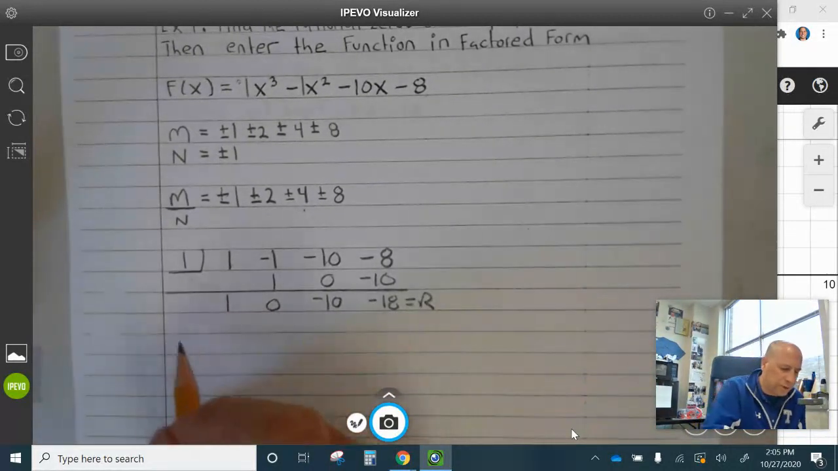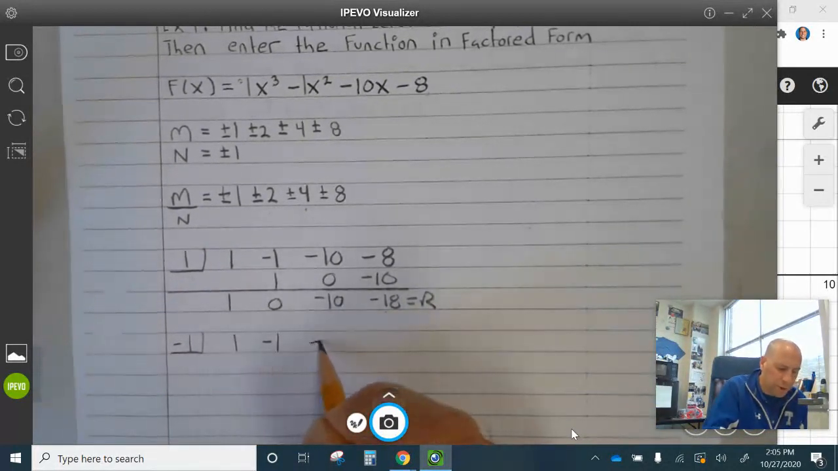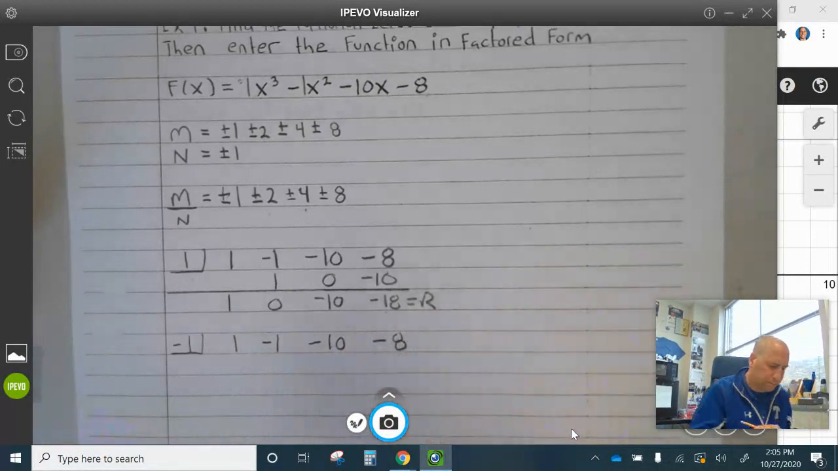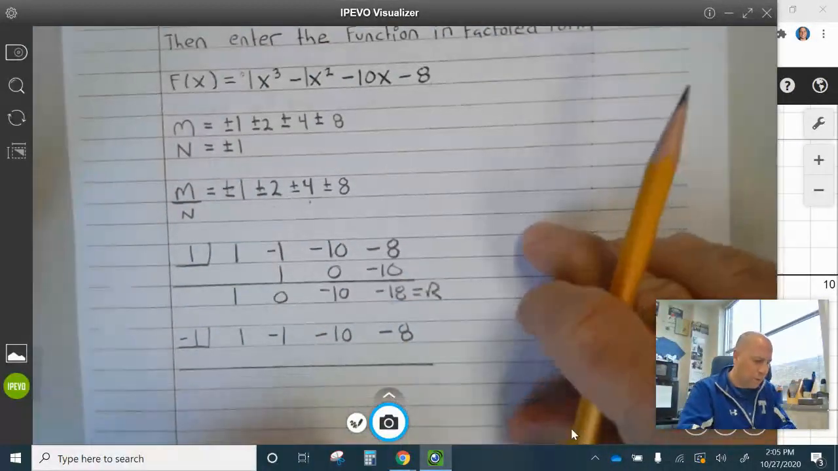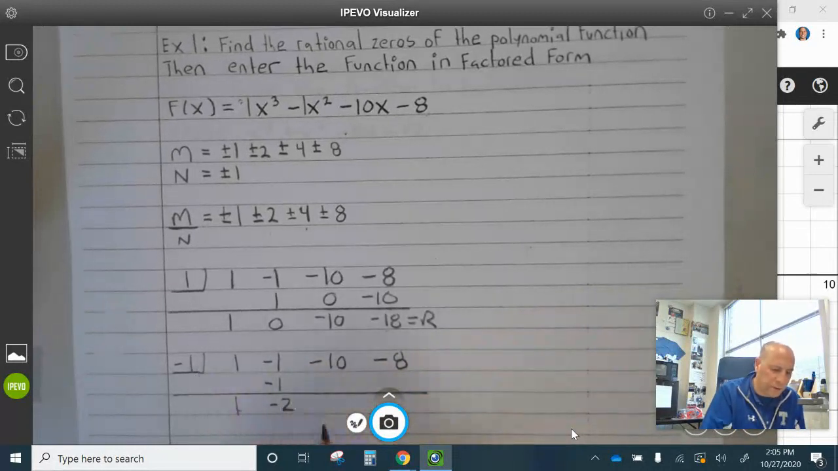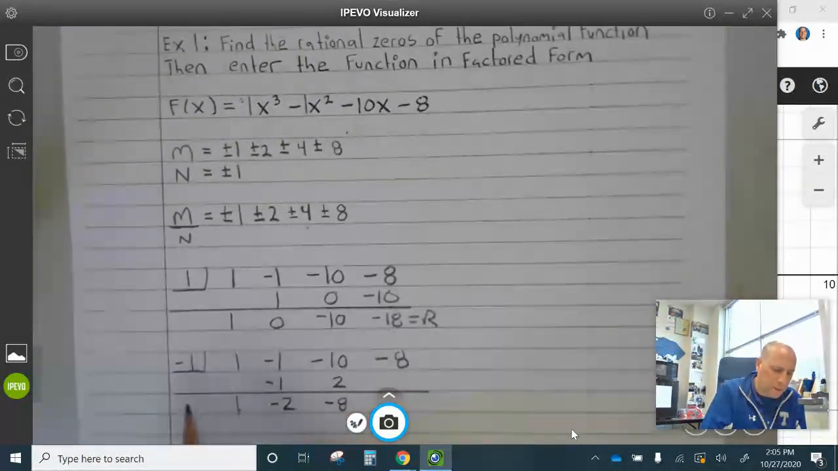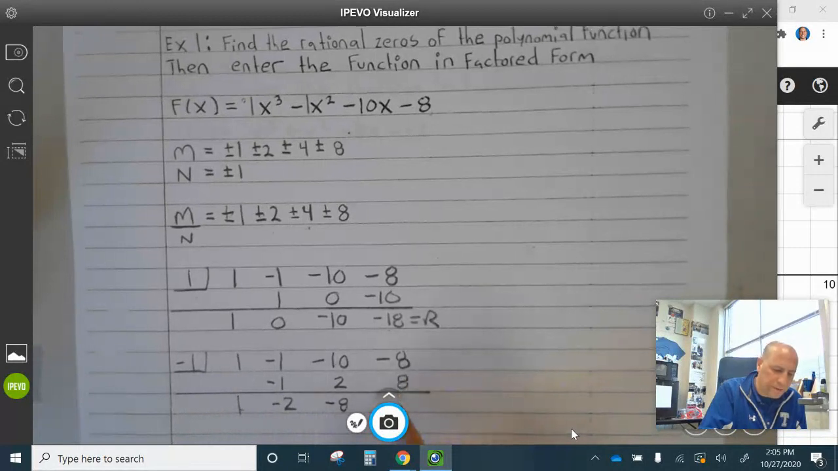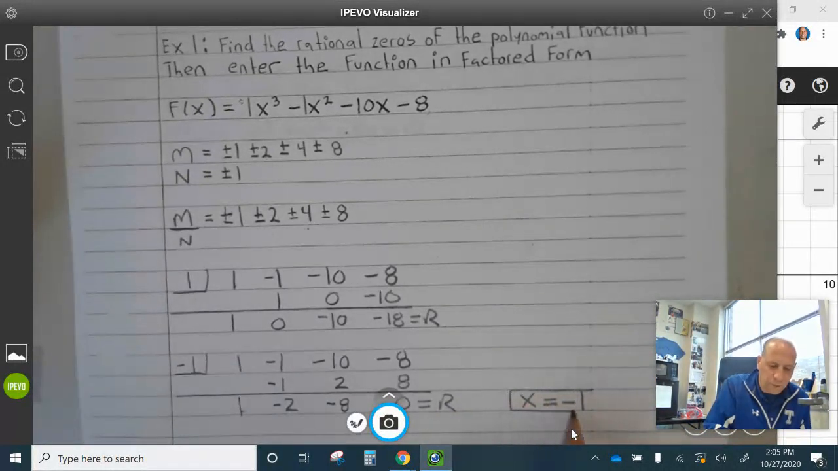So now let's try -1. Let's just go in order. So 1, -1, -10, -8. Bring down the 1. -1 times 1 is -1. -1 and -1 is -2. -1 times -2 is a positive 2. -10 and 2 is -8. -1 times -8 is a positive 8. -8 and 8 is 0. The remainder is 0, so we can say that x equals -1 is one of the zeros.